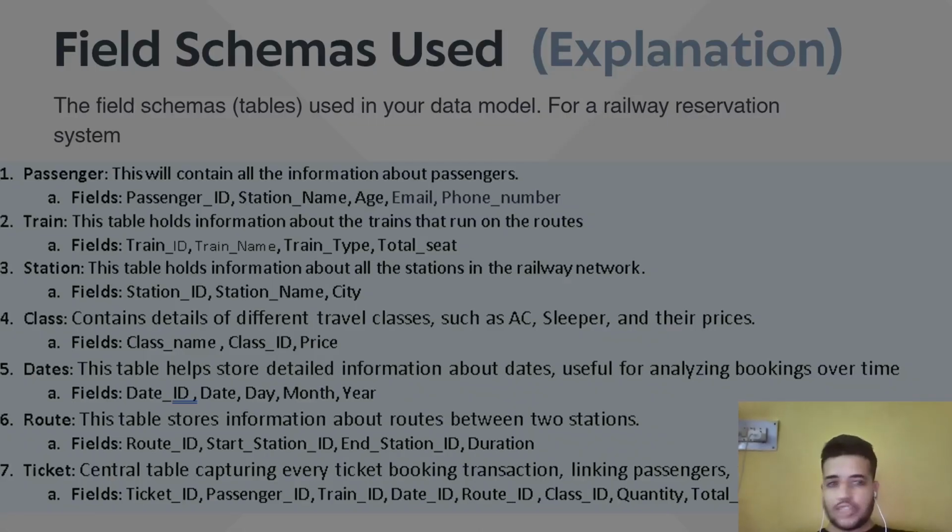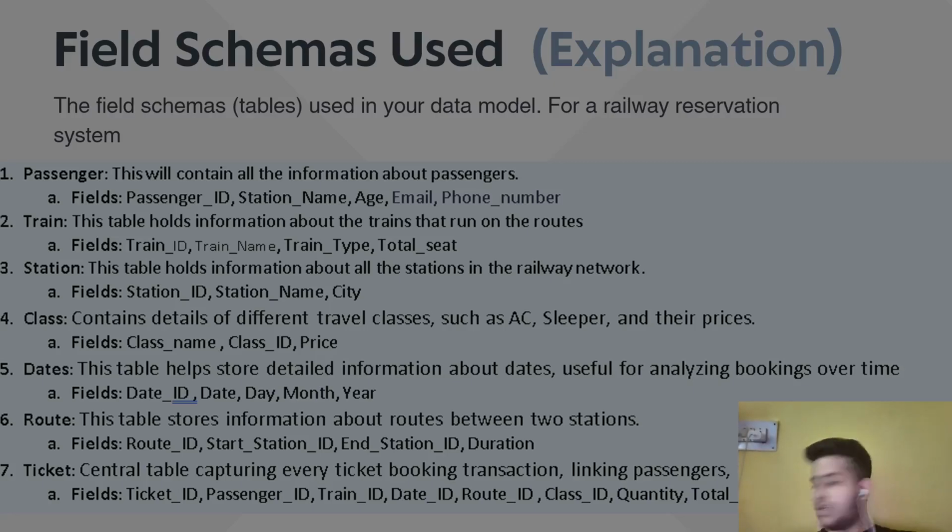The schemas we have used are passenger, which contains all the information about the passenger, like passenger ID, name, age, email, phone number. Train: this table holds information about the trains that run on the routes, like train ID, train name, train type, and total seats. Another schema is station, which holds information about all the stations in the railway network: station ID, station name, city. Class schema: class contains details of different travel classes such as AC, sleeper, and the prices.